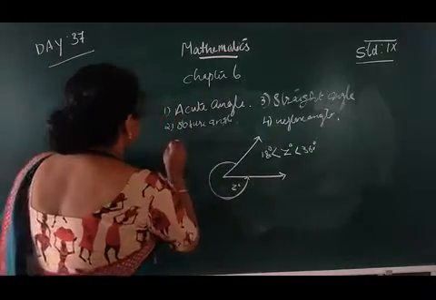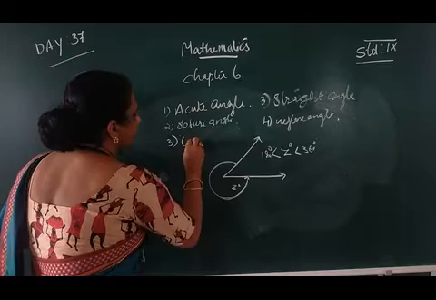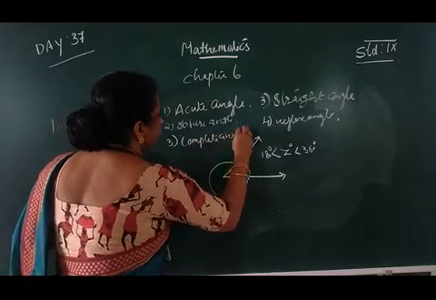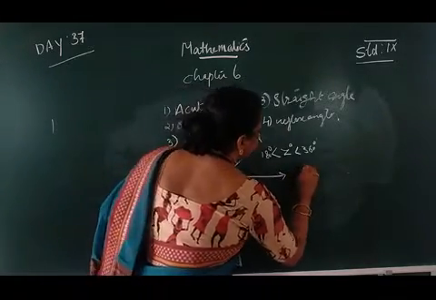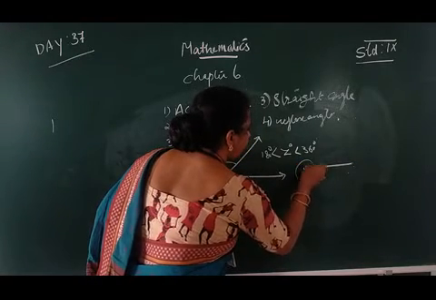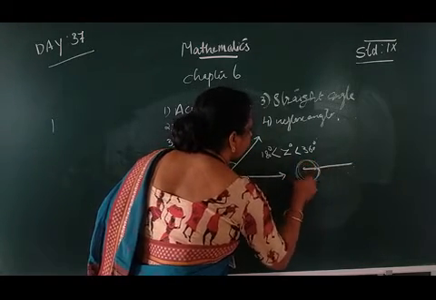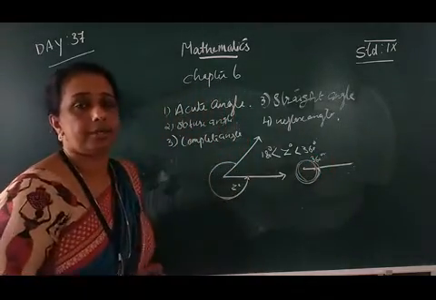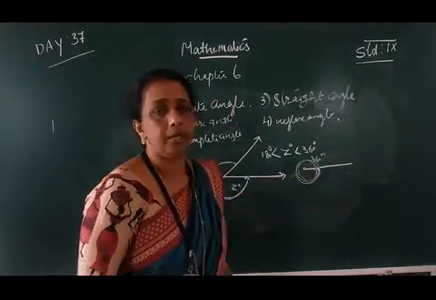Then one more angle is the fifth one, that is complete angle. Complete angle. That is, one point is here. This is called a complete angle. Angle around this one is a complete angle. This is called 360 degree. The measurement of a complete angle is called 360 degree.